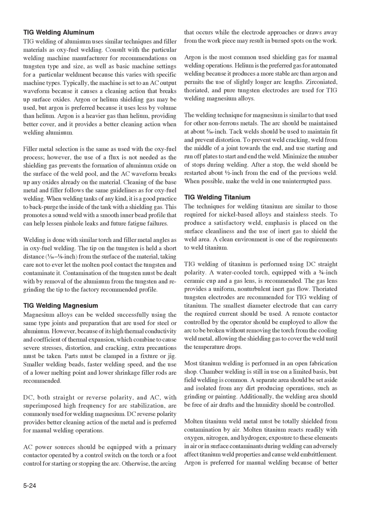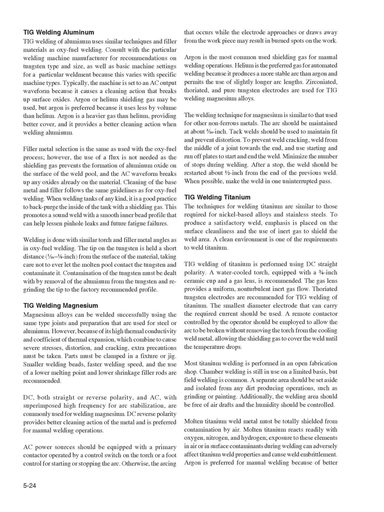TIG welding magnesium. Alloys can be welded successfully using the same type joints and preparation that are used for steel or aluminum. However, because of its high thermal conductivity and coefficient of thermal expansion, which combine to cause severe stresses, distortion, and cracking, extra precautions must be taken. Parts must be clamped in a fixture or jig. Smaller welding beads, faster welding speed, and the use of a lower melting point and lower shrinkage filler rods are recommended.